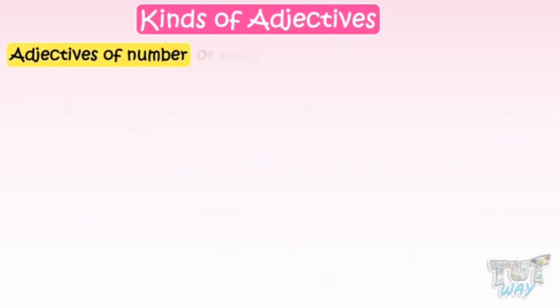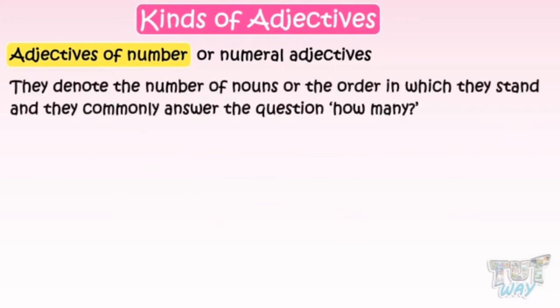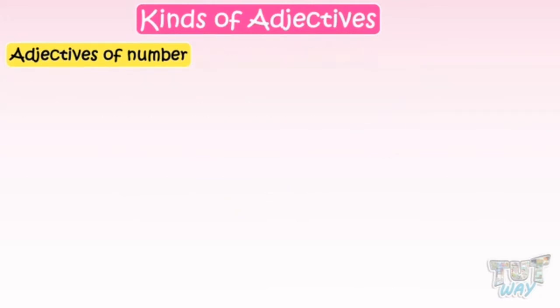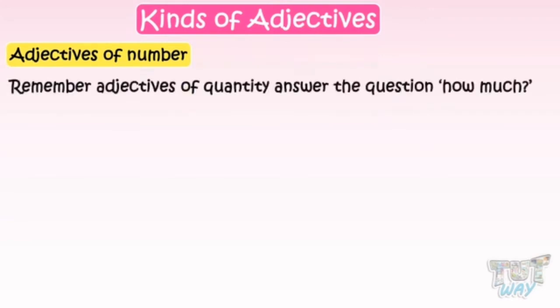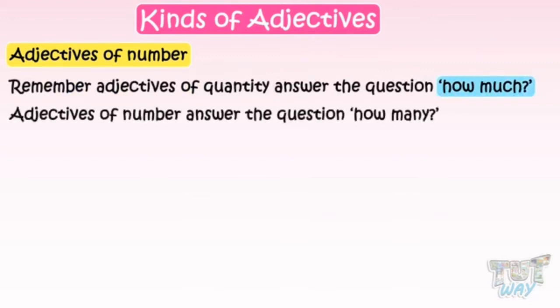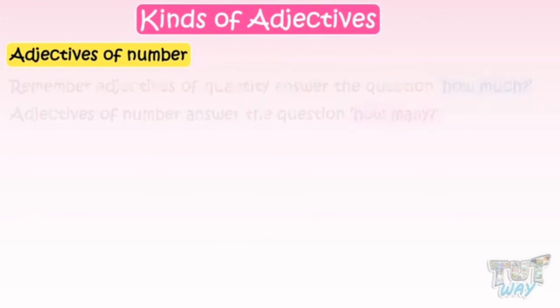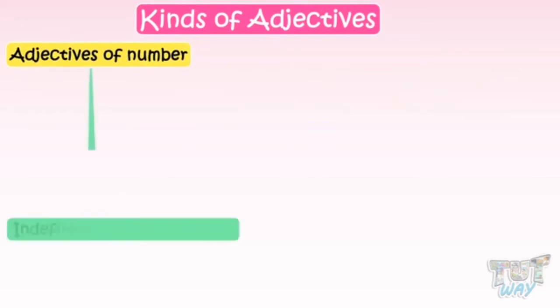Adjective of number is the third kind of adjective we want to look at. Sometimes it is referred to as numeral adjectives. Now, this adjective tells us the number of nouns or the order in which they stand, and they commonly answer the question, how many? Take note. Remember, adjectives of quantity answer the question, how much? But adjectives of number answer the question, how many? Okay? Now let's look at this adjective of number.